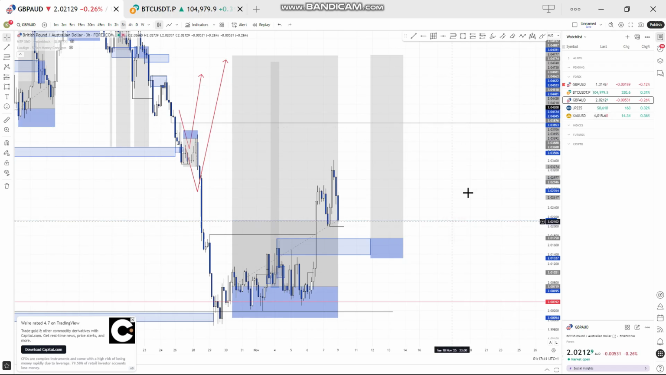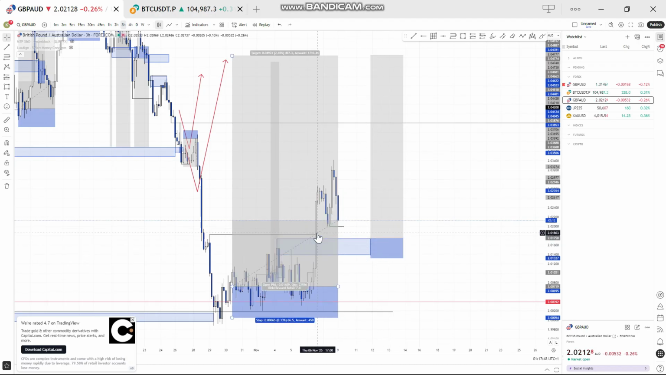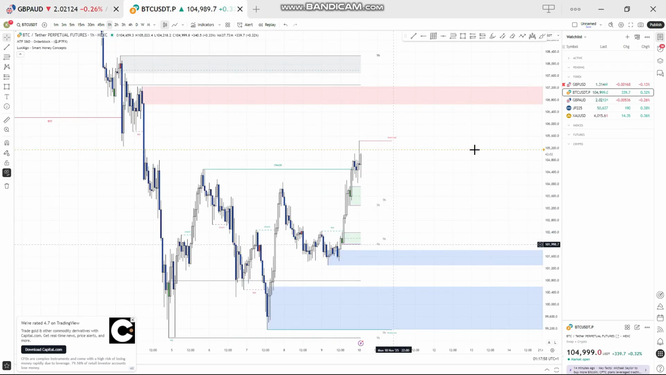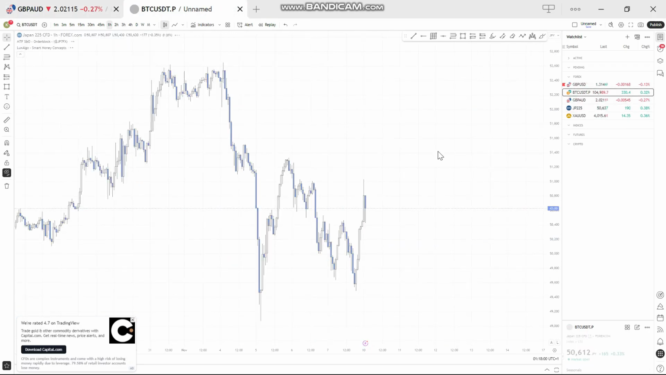So quickly, I have this setup, breaker block type of entry. I had a break on 4 hours, or whatever hour, but we had a break. Inducement, breaker block entry, second trade. This is what I was talking about. Some trades we have and we don't take.